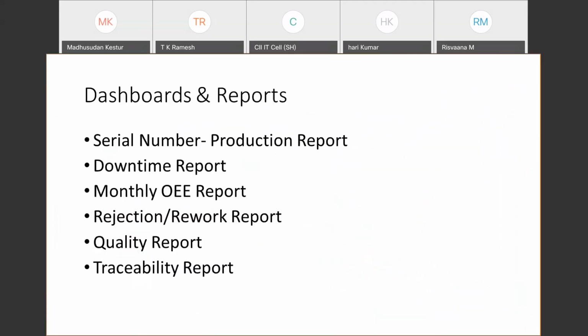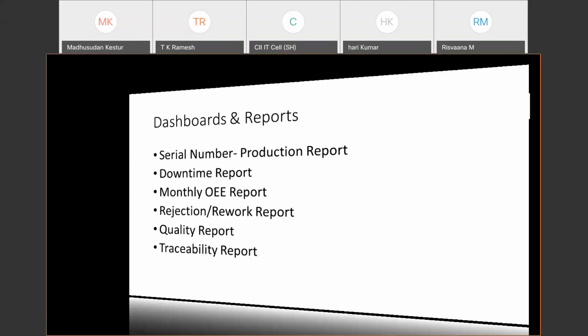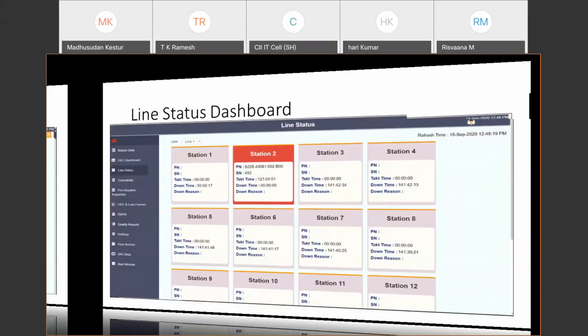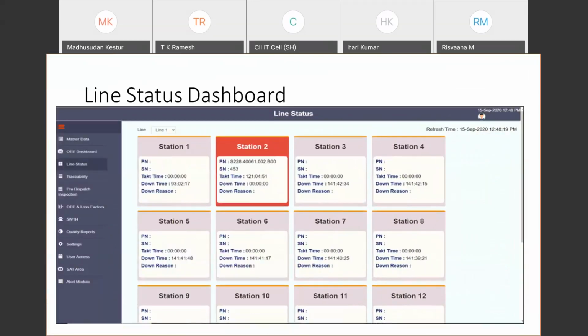So we give a serial number based production report, downtime report, quality report, traceability report, etc. This is an example of the shop floor dashboard where we show availability, performance, quality, and OEE of both plant and line. The line status dashboard displays exactly what is happening at that station, which serial number, which part number, what the takt time is, whether there is any downtime. All this information is displayed in real time in the line status dashboard.